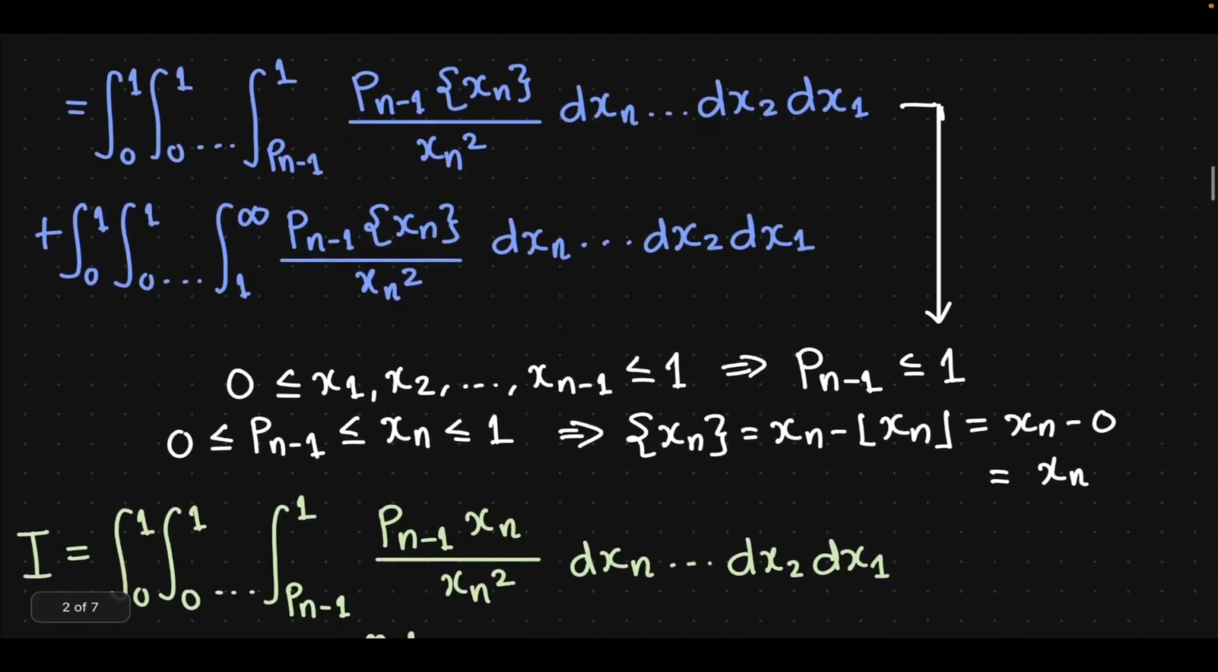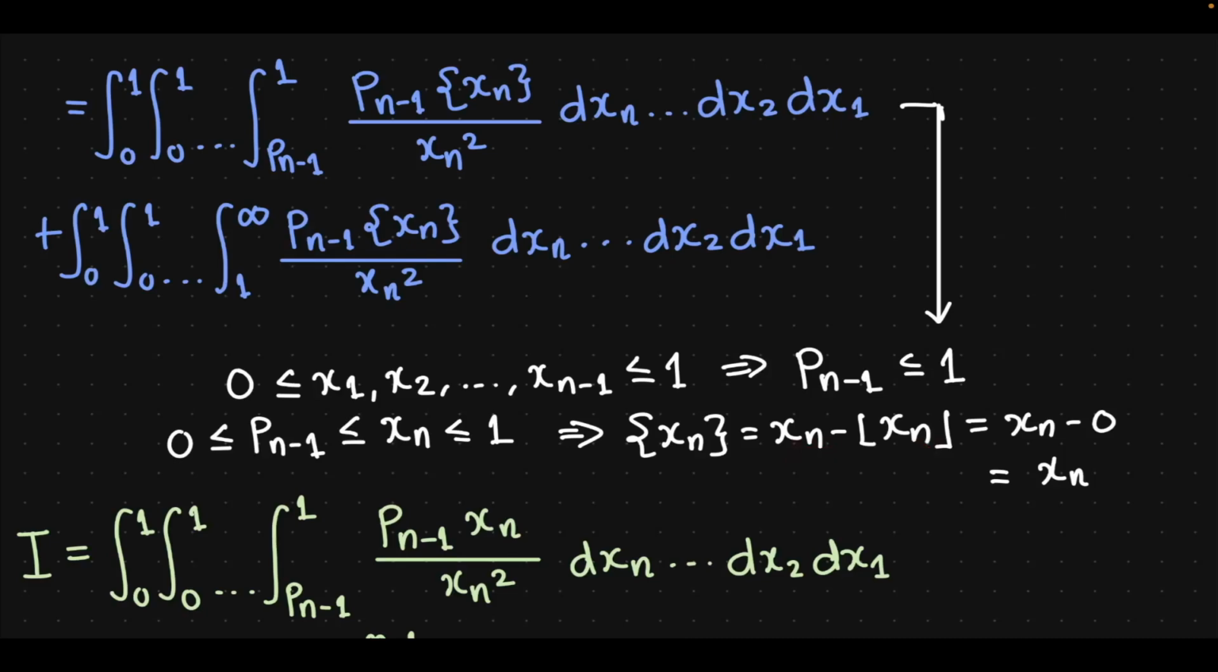Okay, how does this help us? Well, let's see. In the first integral, xn is bounded between Pn minus 1 and 1, because the bounds of the integration are that way. Fair enough. And then we know that Pn minus 1 is greater than or equal to 0, because if any one of these guys is 0, then Pn minus 1 will be 0. Fair enough. So if we take the fractional part of xn like we need in this integral, we get xn minus the floor function of xn.